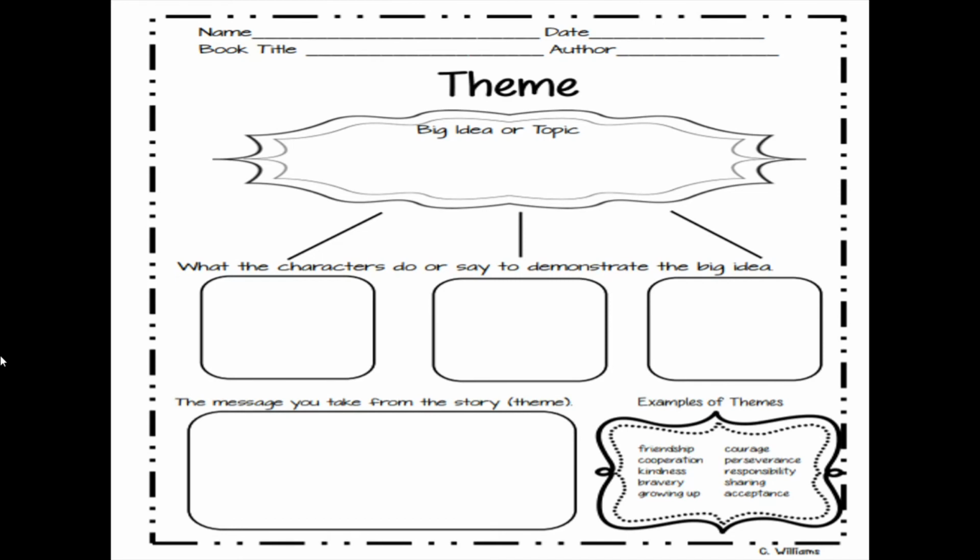The three boxes below, what the characters do or say to demonstrate this big idea, we want you to go back in the book and pull out exact information from the text. And when I say go back into the book, I mean to pause us and rewind and go back to the actual story of Emmanuel's dream and see what you can pull to fit into those boxes. And then lastly, the message you take from the story, which is the theme. So you can go ahead and pause us here, because when we come back, we will be sharing our answers.